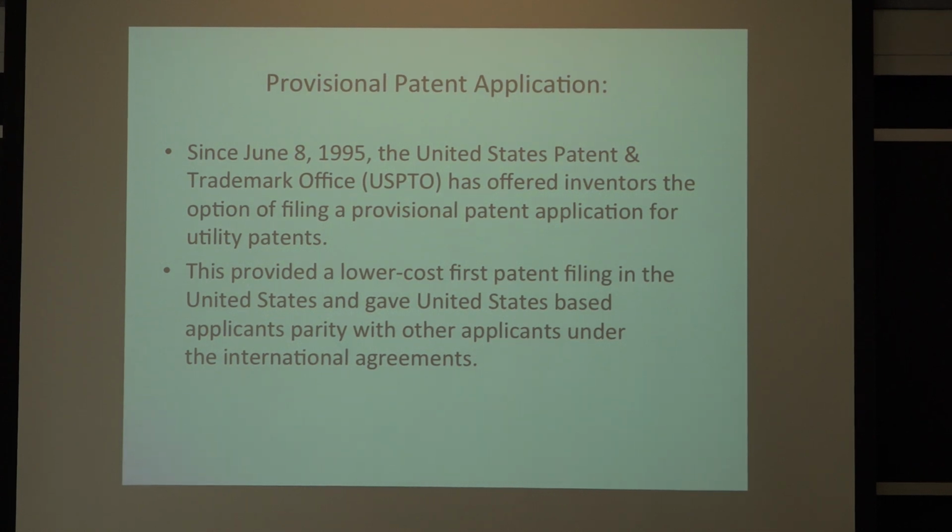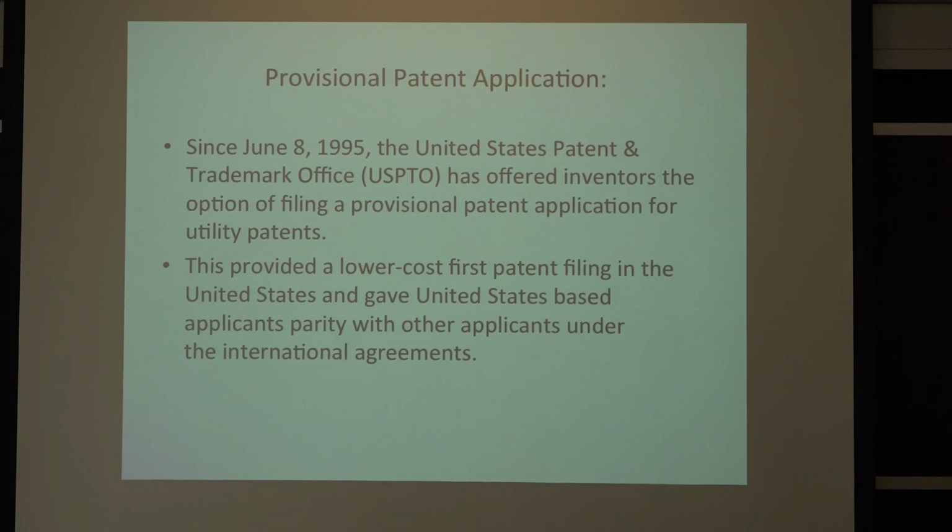So since 1995, the USPTO has offered inventors a really simple, streamlined way of seeking intellectual property protection for utility patents, okay? It's a really great, cost-effective patent filing method, and it gave United States applicants parity with the rest of the world. So now, since the rest of the world is a first-to-file jurisdiction, there's really no excuse for not filing a provisional patent application, since, as we're going to see, it's such a simple process.